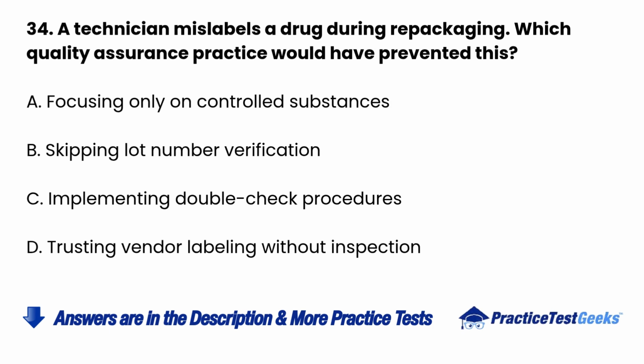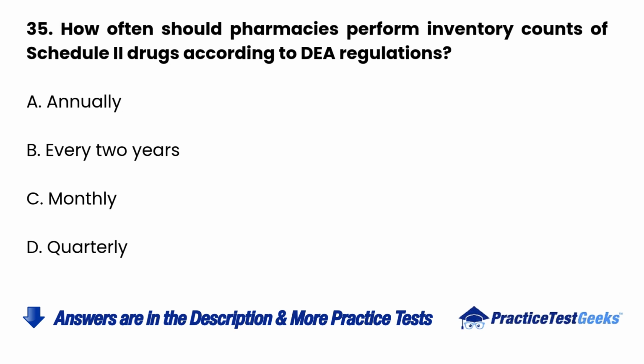34. A technician mislabels a drug during repackaging. Which quality assurance practice would have prevented this? A. Focusing only on controlled substances. B. Skipping lot number verification. C. Implementing double-check procedures. D. Trusting vendor labeling without inspection.